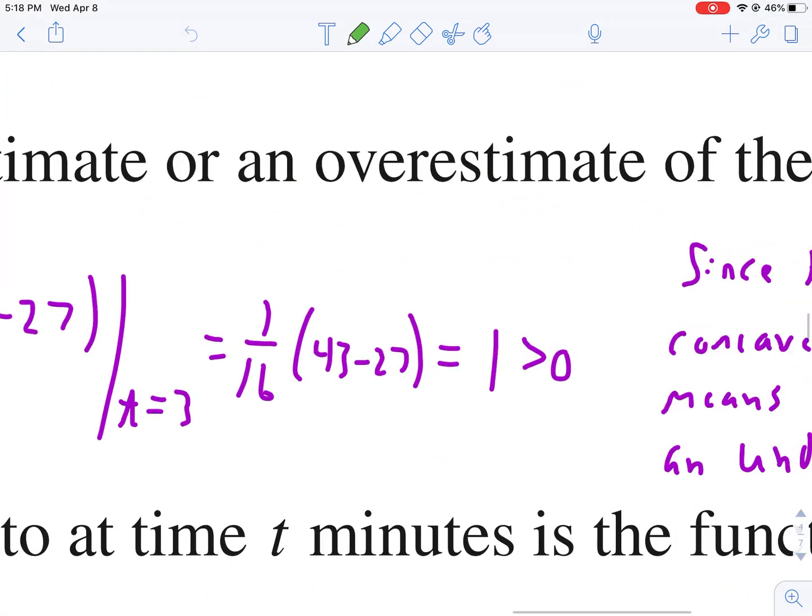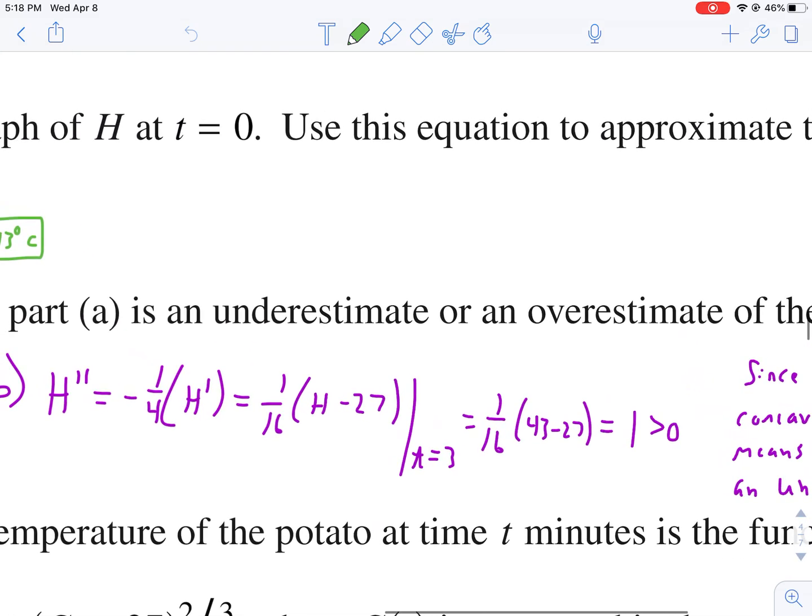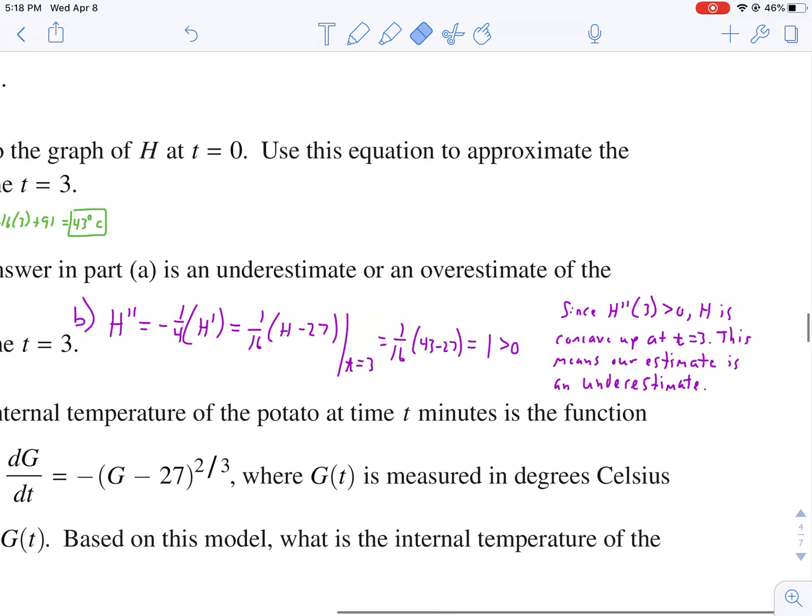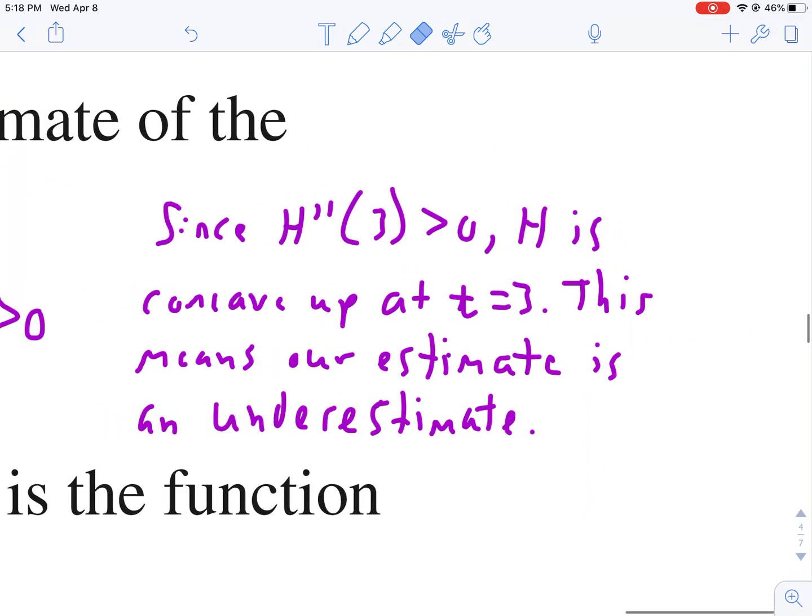All we care is if it's positive or negative. That's a positive number, which means the function is concave up, and a concave up graph will always have tangent lines that are below it. Therefore, our tangent line approximation is an underestimate. Okay, and that's what's being said right there.